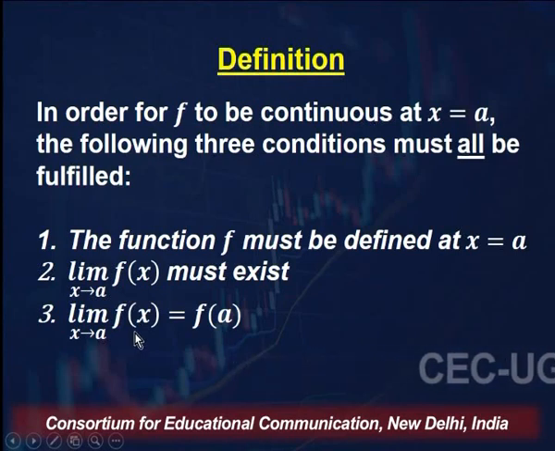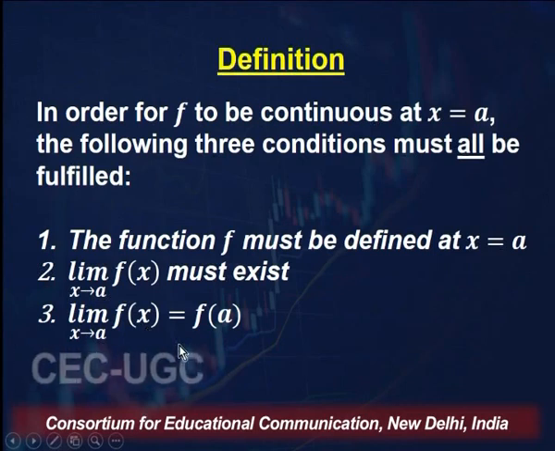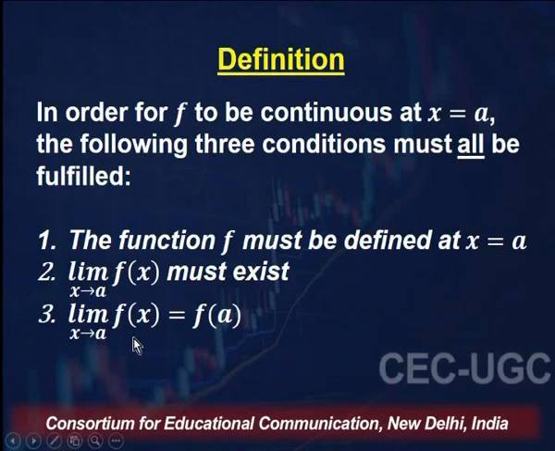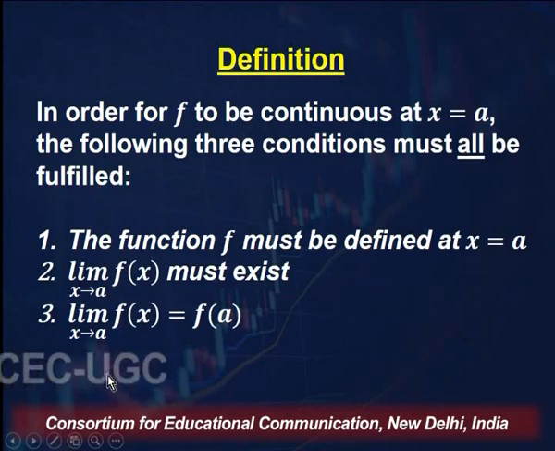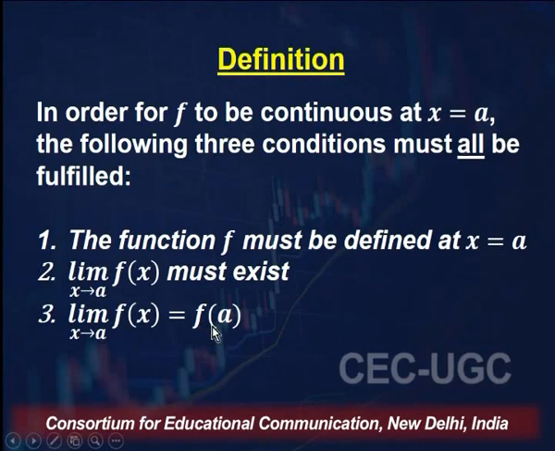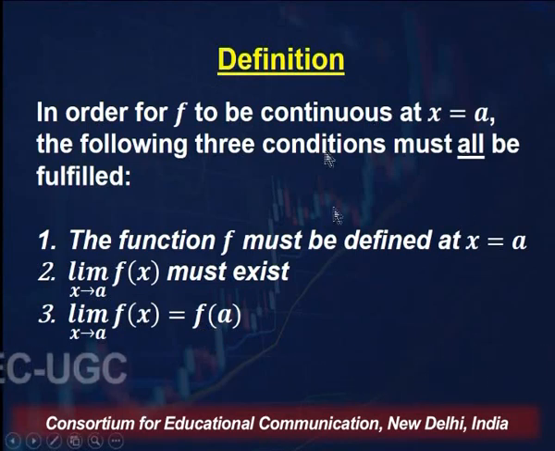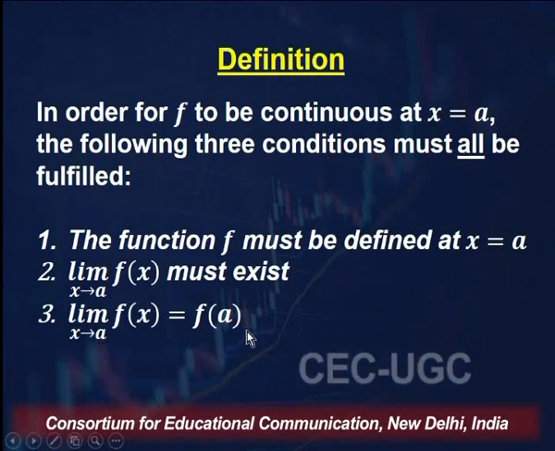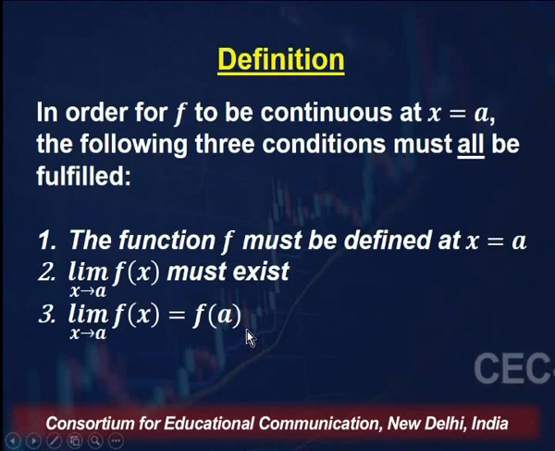The statement of the third condition is that the limit of f of x as x tends to a is equal to f of a. So the very fact that you're talking of the limit of the function being equal to f of a means that the limit of the function does exist, so the second condition is satisfied. And when you're talking of f of a, you're clearly implying that the function is defined at x equal to a. So the third condition already implies the first two, and when you're doing problems, you can straight away just check the third condition.